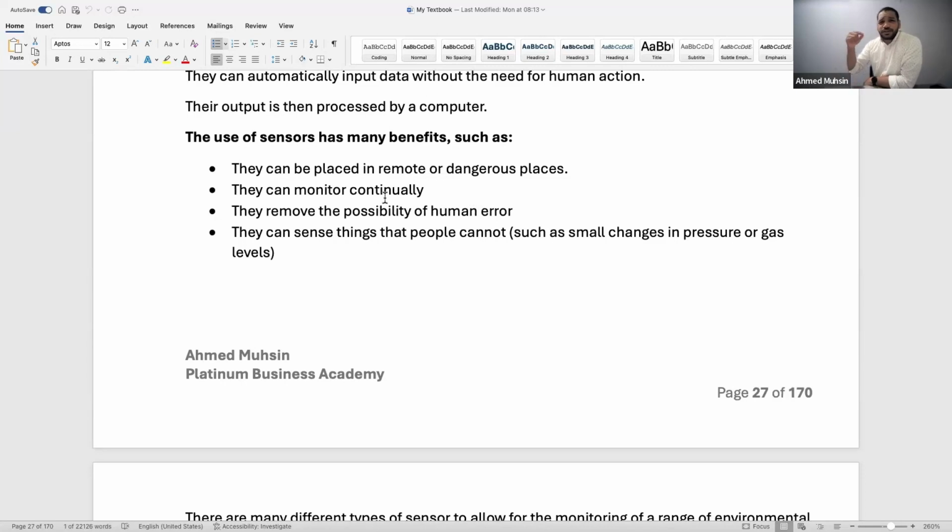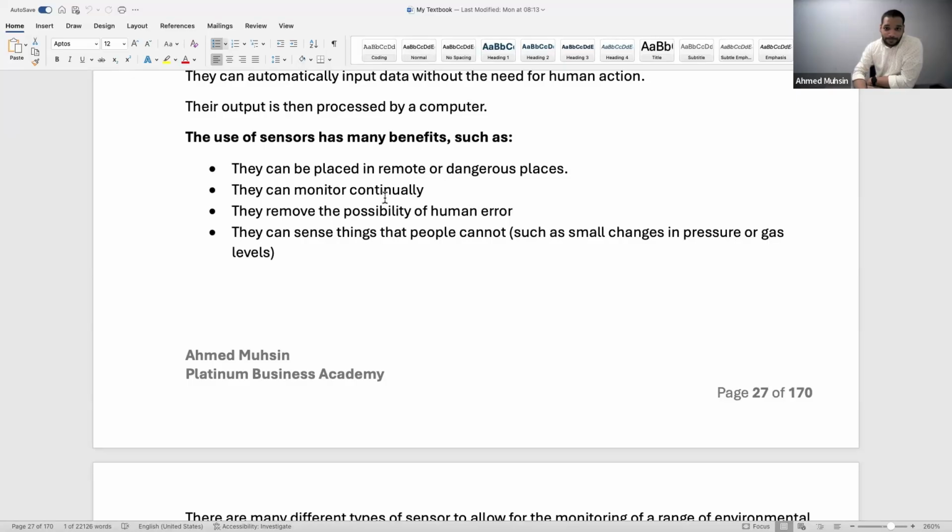They can monitor continuously. They can monitor even 24/7. In certain houses, guys, we have a sensor. When it detects movement, automatically the light comes on. The whole night that sensor is working, isn't it? It can monitor continuously. 24/7, you can use it.